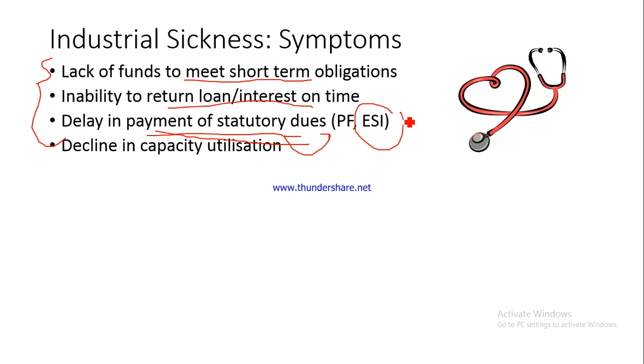What do we mean by this? See, how will decline in capacity utilization happen? For example, let's say a particular firm has the capacity to produce 1 lakh cars in a particular year, but they are only able to produce 60,000. So they are only using how much of the capacity? 60%. So capacity utilization is just 60%.